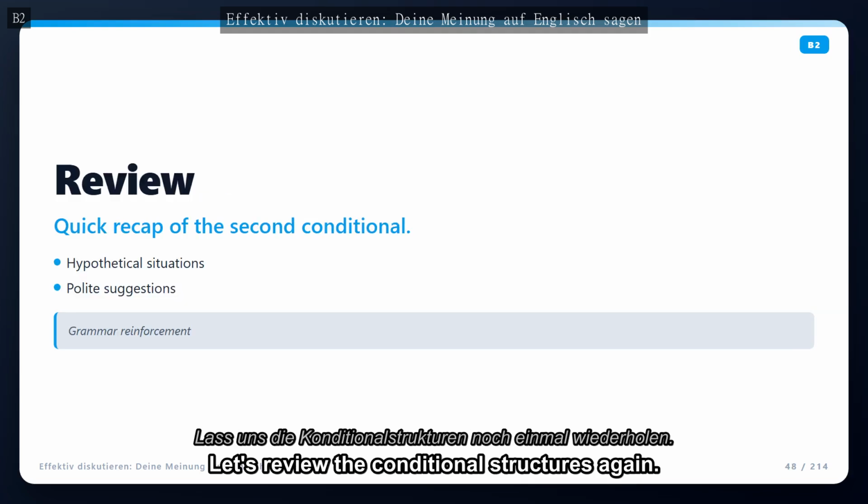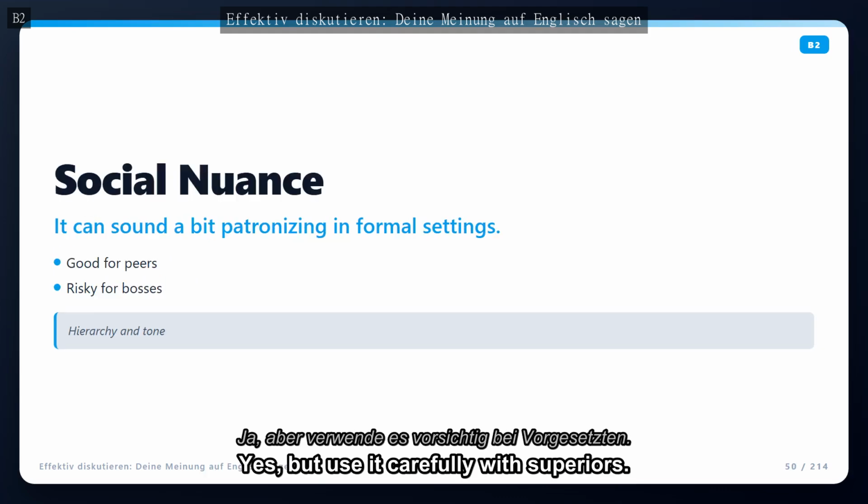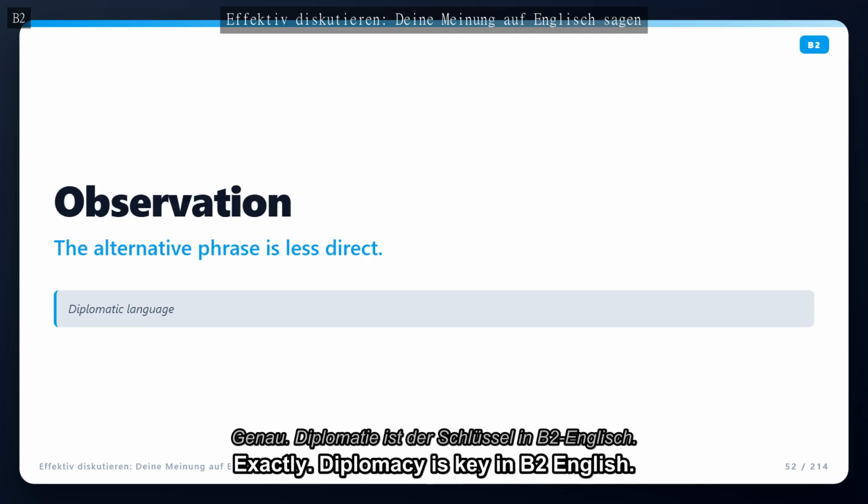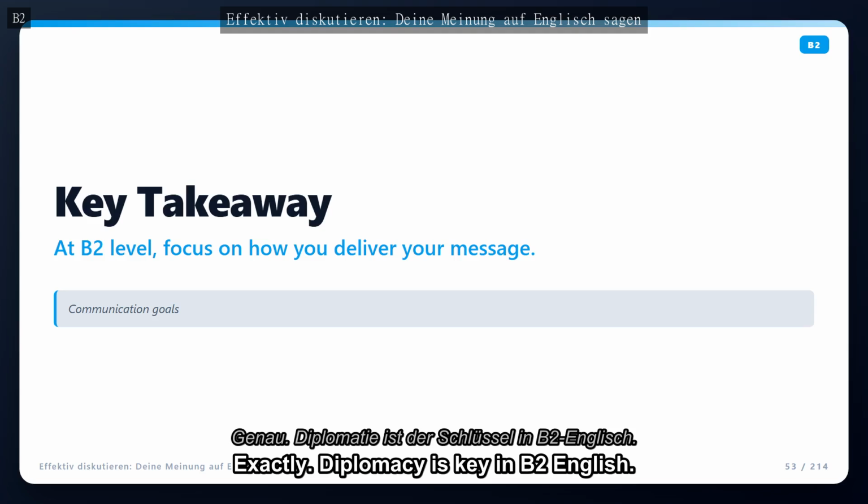Let's review the conditional structures again. Can we use if I were you? Yes, but use it carefully with superiors. Instead, try it might be helpful to. That sounds much more diplomatic. Exactly. Diplomacy is key in B2 English.